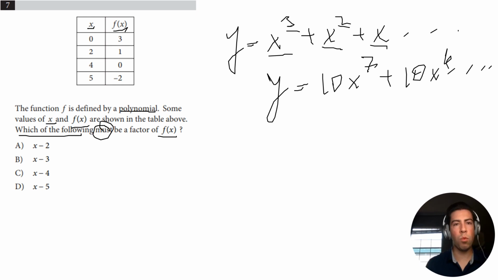Now, a lot of you guys might be thinking, what the heck is going on here? How are we going to figure this out? But guys, you have to remember something, okay? They tell us something very important. They give us a value where f of x equals 0.